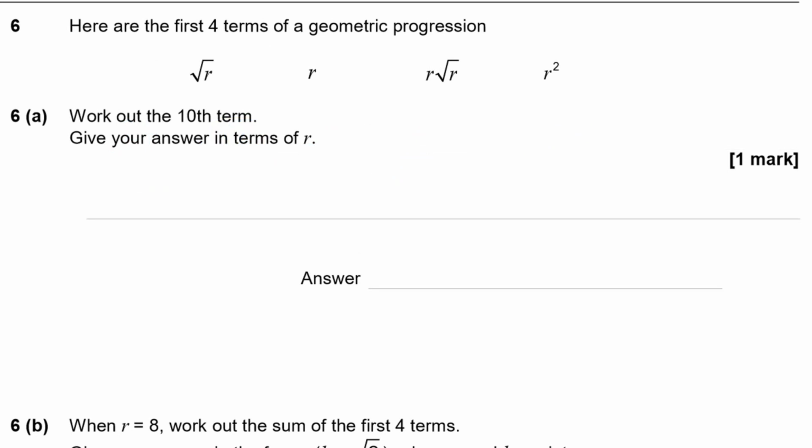Question 6. Here are the first 4 terms in a geometric progression. Now, a geometric progression is a sequence of terms where each successive term is a multiple of the previous one. And we can work out a common multiplier by dividing 2 consecutive terms together. You can see if I take root r and I want r, I need to multiply it by root r. So root r times root r is going to give me r, and then r times root r is going to give me r root r, and root r times root r is going to give me r squared.